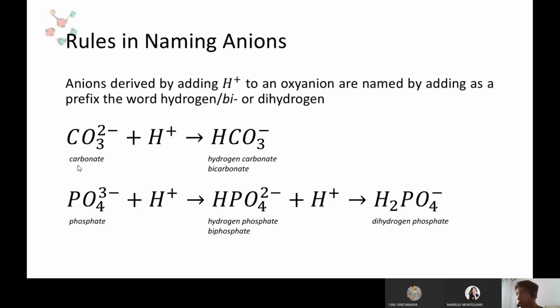For example, we have carbonate. If we add a hydronium ion here, the hydrogen atom joins the carbonate. What happens to the charge? Look. The negative 2 charge adds with the positive 1 charge of the hydrogen. So negative 2 plus 1 is negative 1. Since it's still negative 1, it's still an anion. So how do we name it? We name it hydrogen carbonate. Hydrogen carbonate means you added a hydronium ion to carbonate.